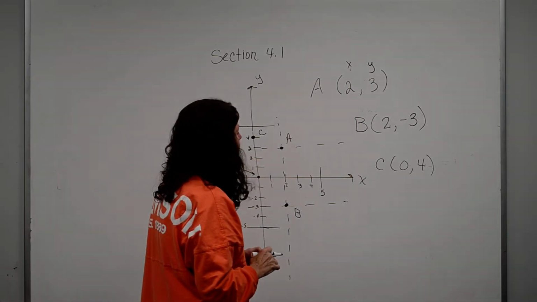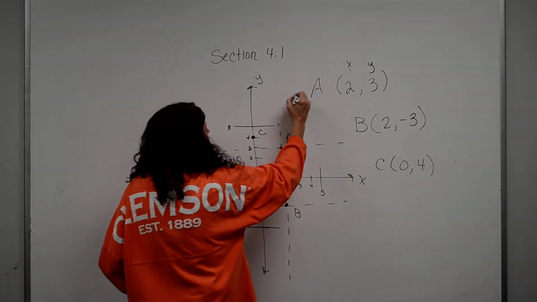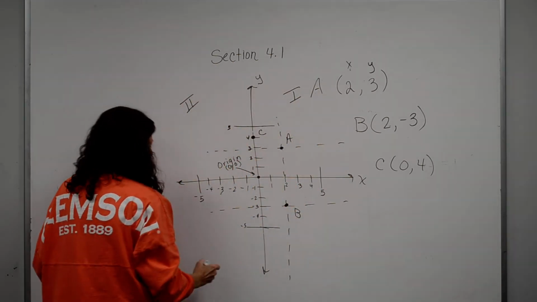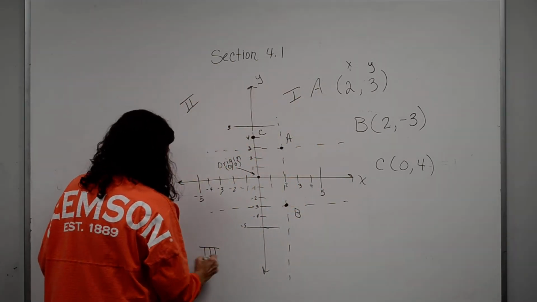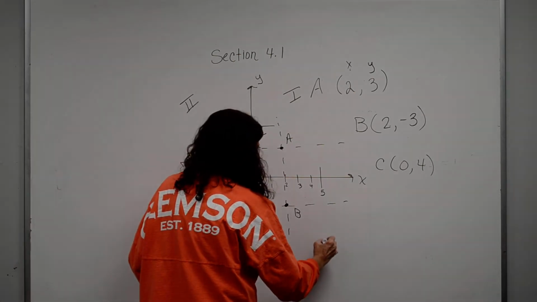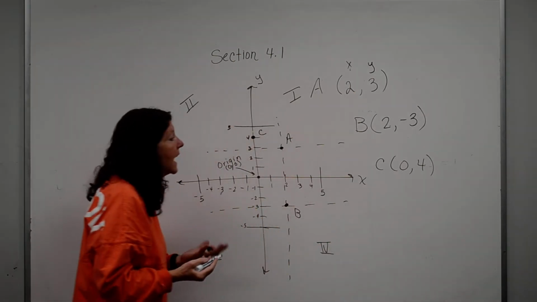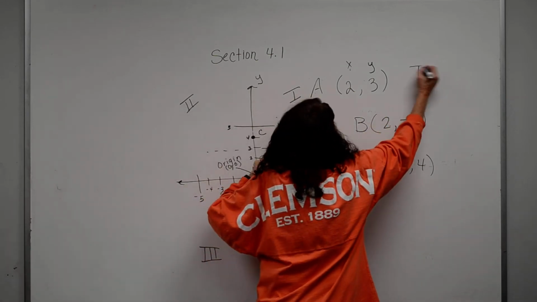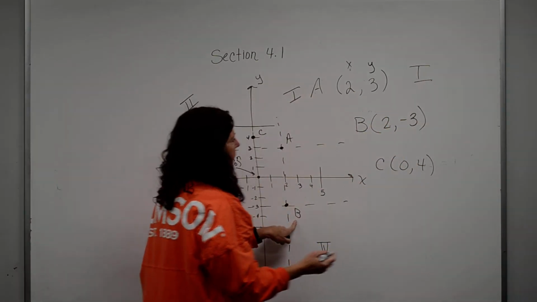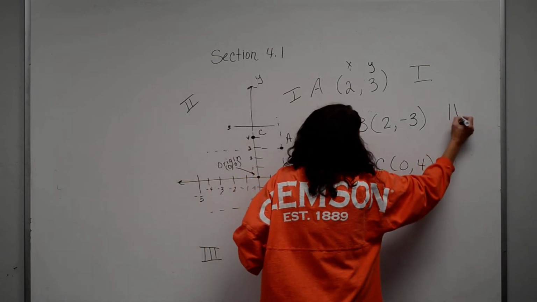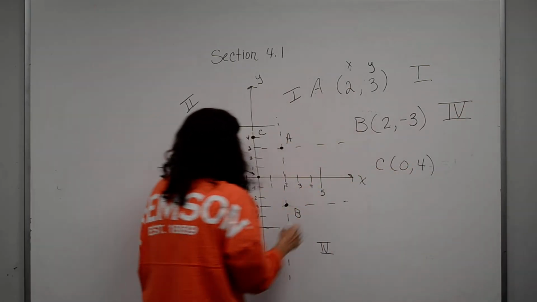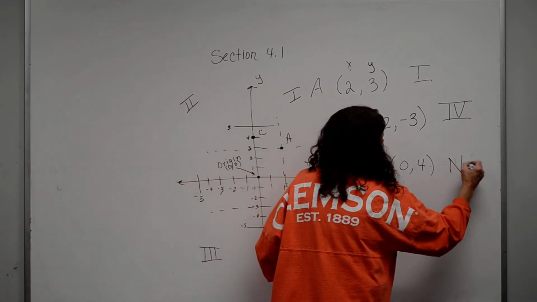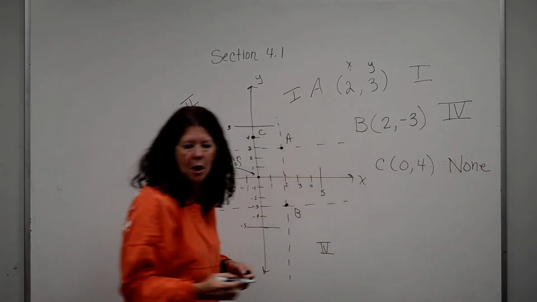Now, these also have different quadrant names. This is the first quadrant. This is the second quadrant. This is your third quadrant. And this is your fourth quadrant. So if I asked you what quadrant something was in, A would be in the first quadrant. B would be in the fourth quadrant. And if it's on either the x or the y, it's not in a quadrant. So I would write none.